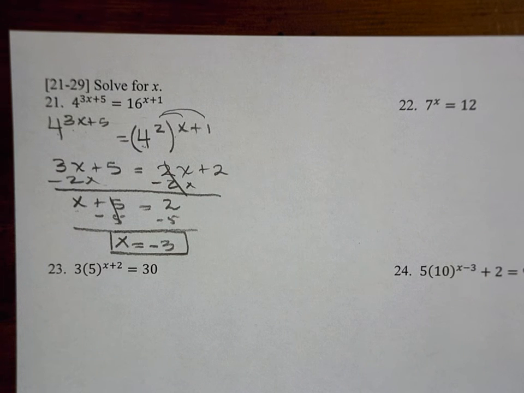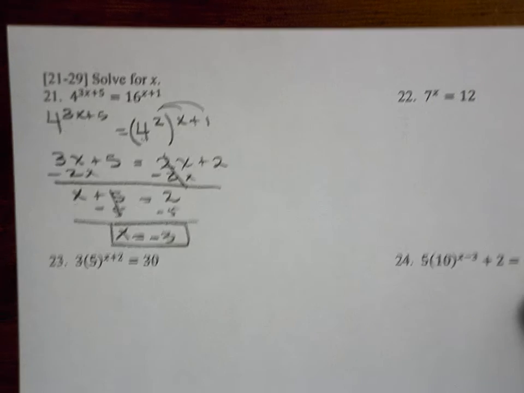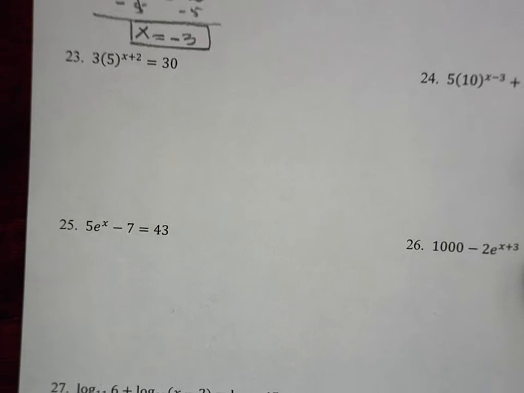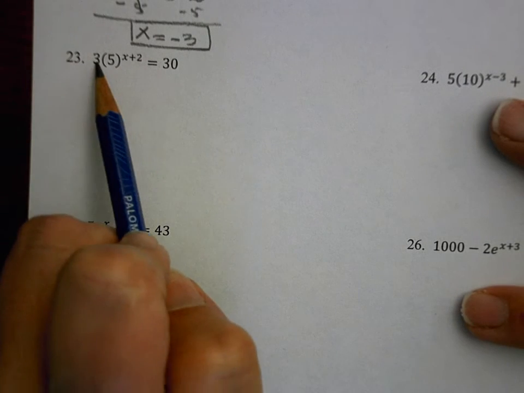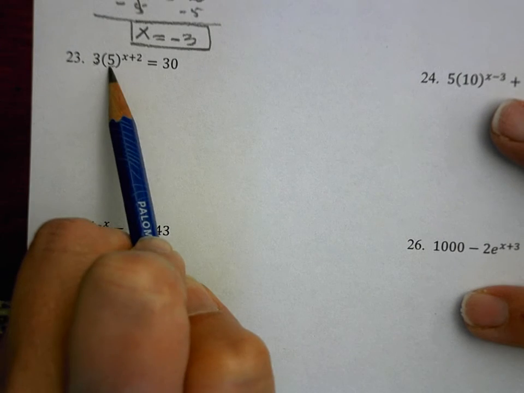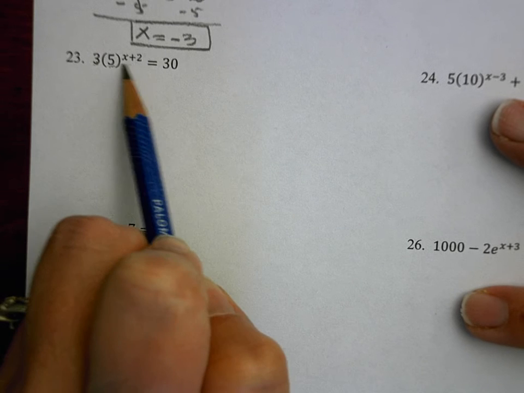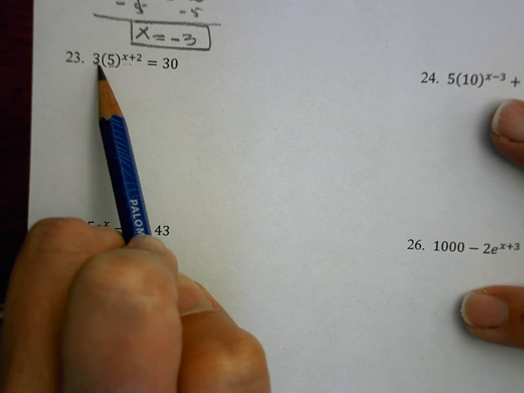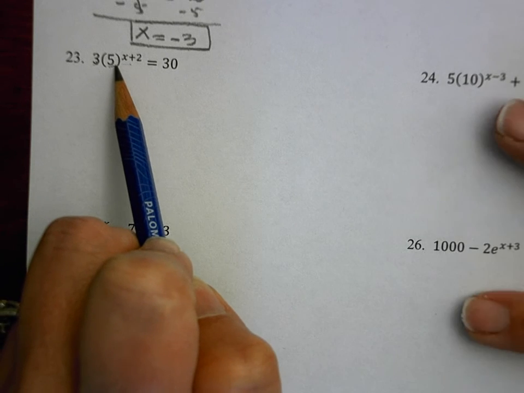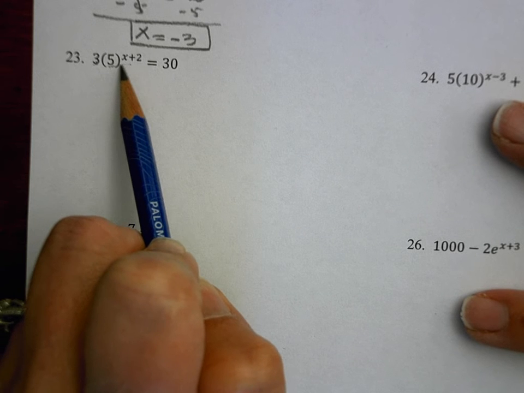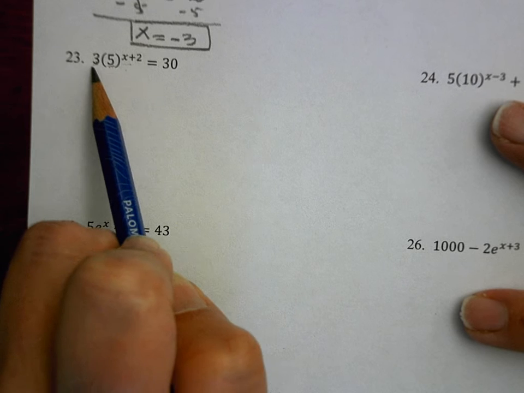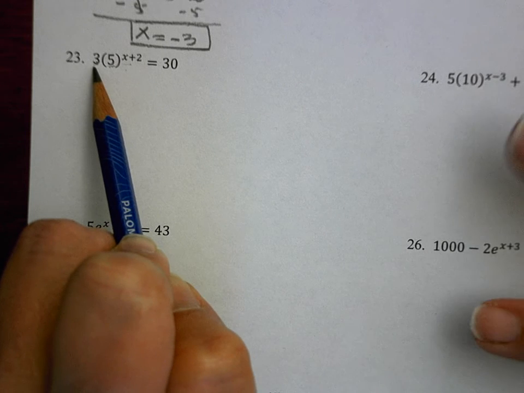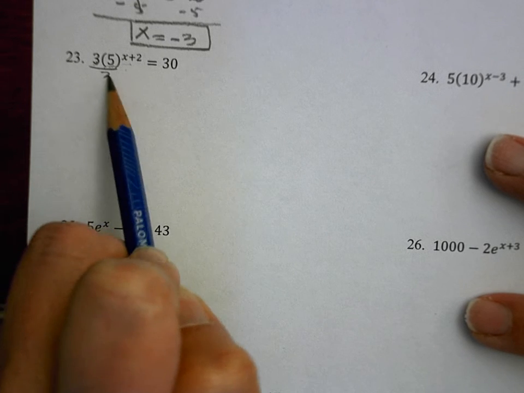Okay. And then let's take a look at number 23. So for question number 23, I am going to divide the 3 over. So I can't multiply the 3 and the 5 together because 5 is being raised to a power. And then rules of exponents or order of operations means I would have to find that exponent value first before I can multiply. And since I can't do that, I'm going to divide over the 3.